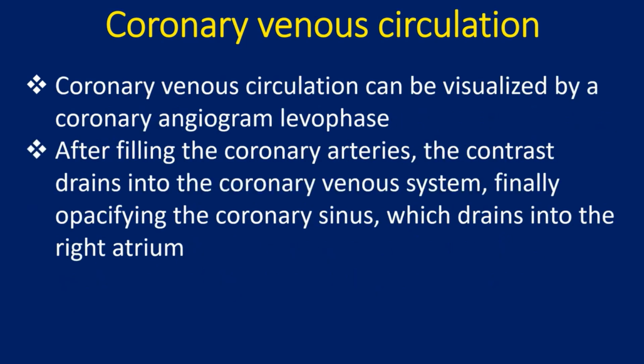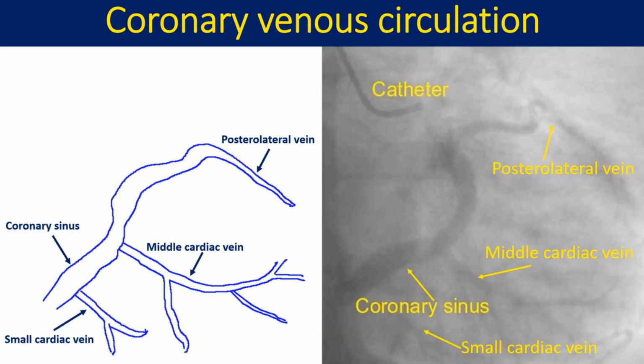Coronary venous circulation can be visualized by a coronary angiogram levo phase. After filling the coronary arteries, the contrast drains into the coronary venous system, finally opacifying the coronary sinus, which drains into the right atrium. Here is a coronary angiogram levo phase with a line diagram beside it.